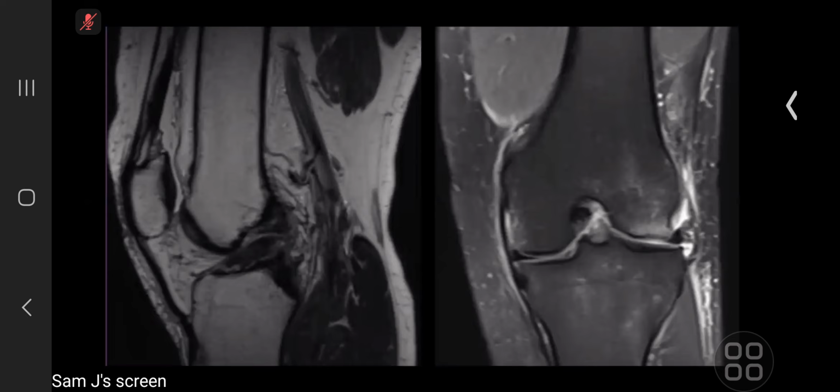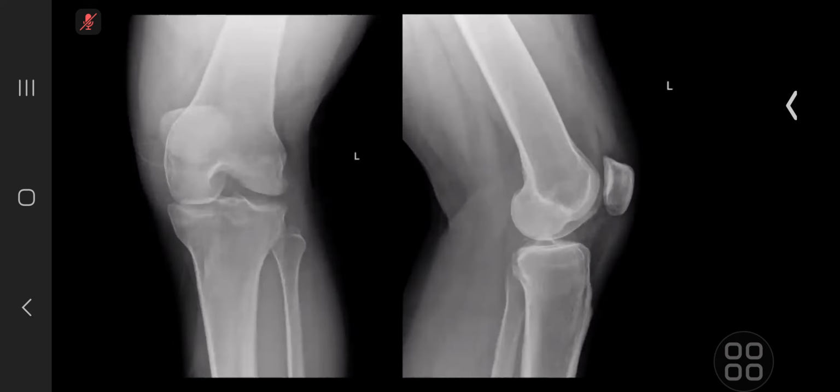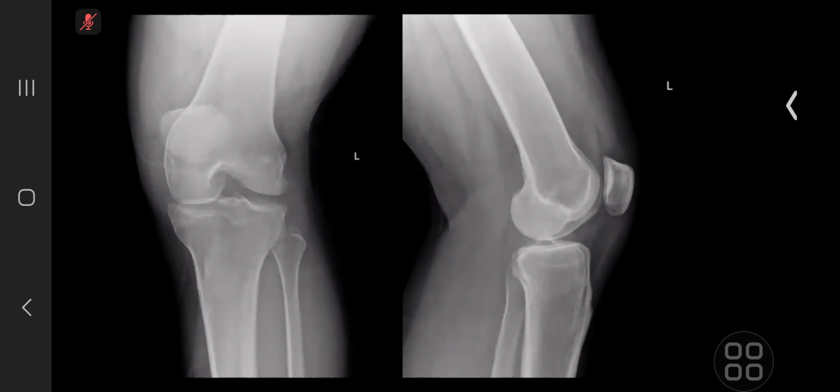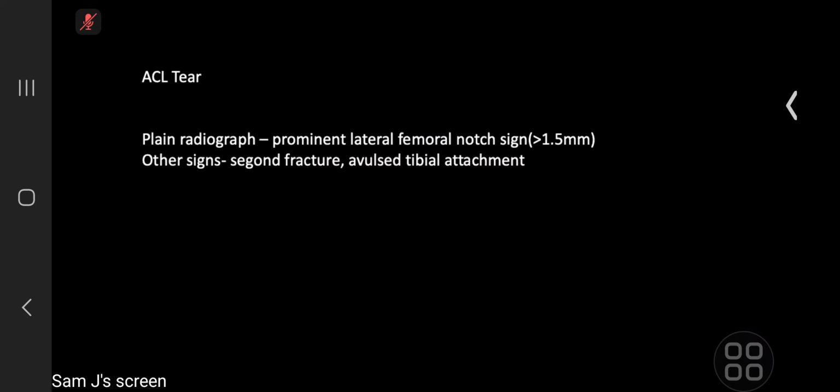Okay. So what could be your diagnosis? So I think this patient is likely to have a giveaway in the plain radiograph itself. There is a slight giveaway if you look at it very carefully. Okay, fine. So let me get back. So this is nothing but an ACL tear.